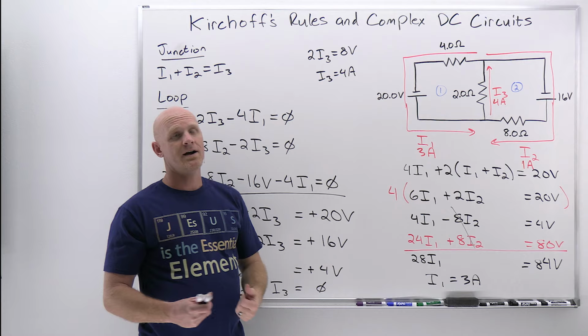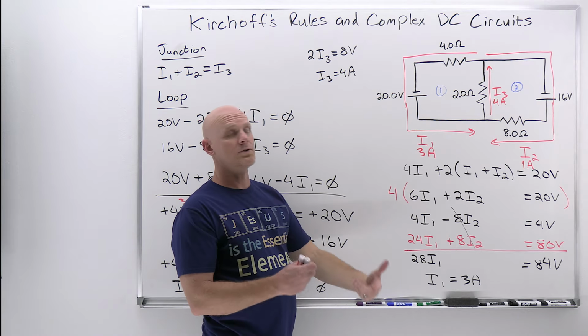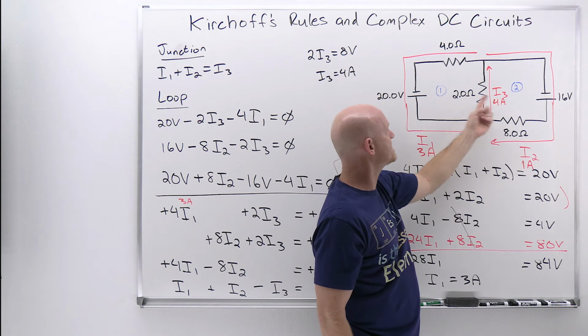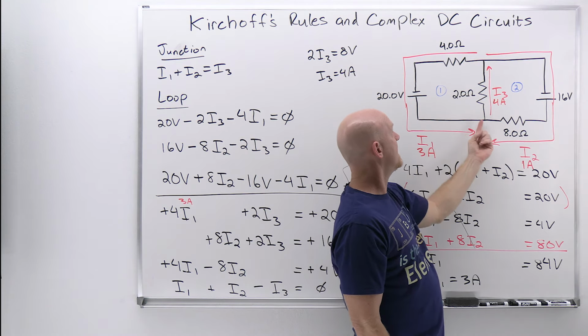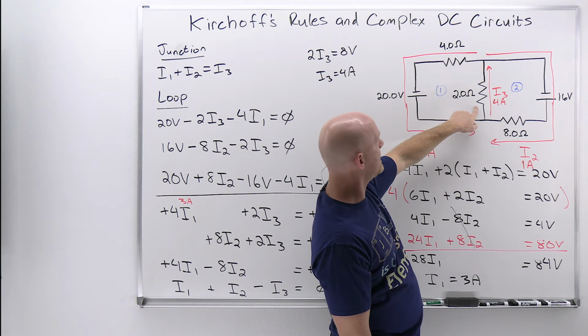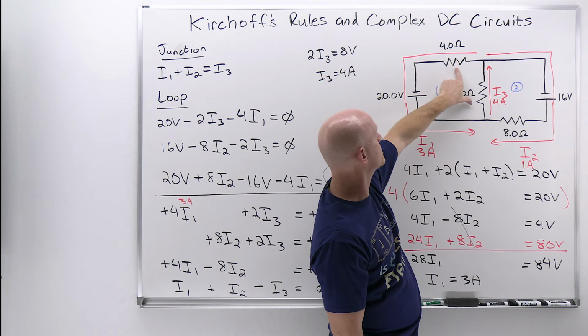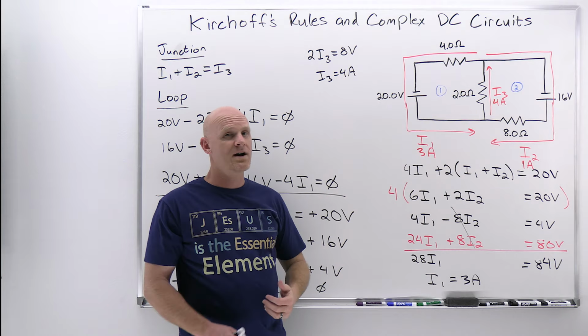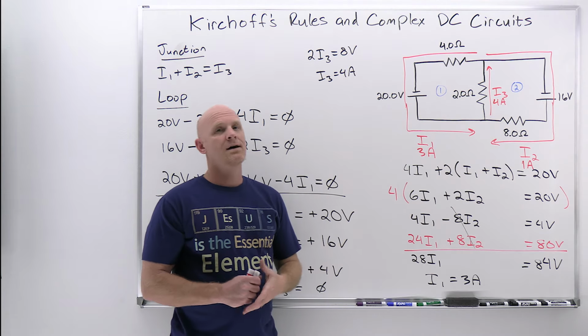Notice we can also verify our answers to make sure they work. Pick a loop. If we go back to loop 1 here, 20 volt increase, followed by 4 amps times 2 ohms, 8 volt decrease, 4 ohms times 3 amps, 12 volt decrease, and an 8 volt and 12 volt decrease is a total of 20 volt decrease to match the 20 volt increase. And you could go back and verify that with any one of those loops.